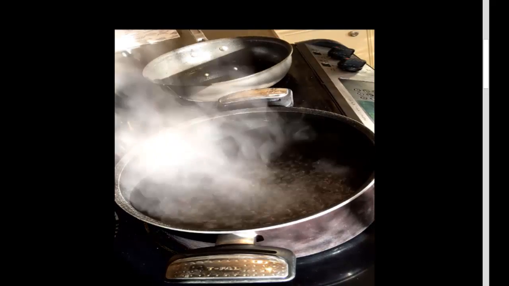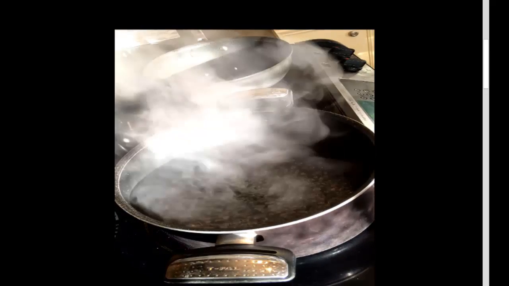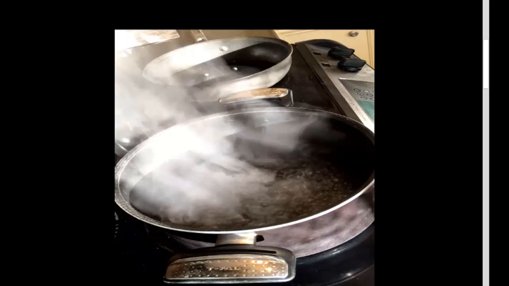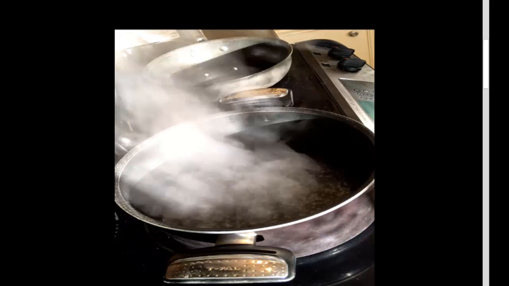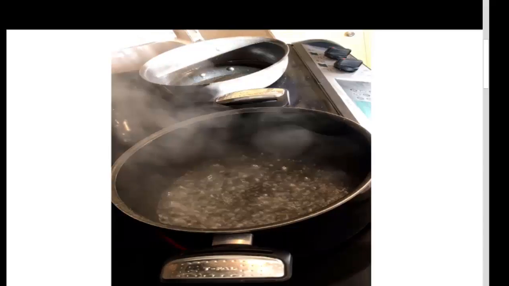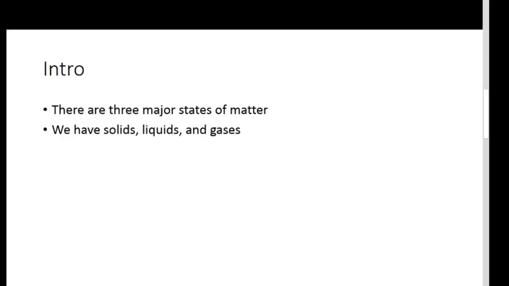We have solids, which was the ice. We have liquids, which was the water, and we have gas, which was the water vapor. This is what we will be covering in this section: the three states of matter and how we can get from one state to another. We know that there are three major states of matter. These three states of matter are solids, liquids, and gases.